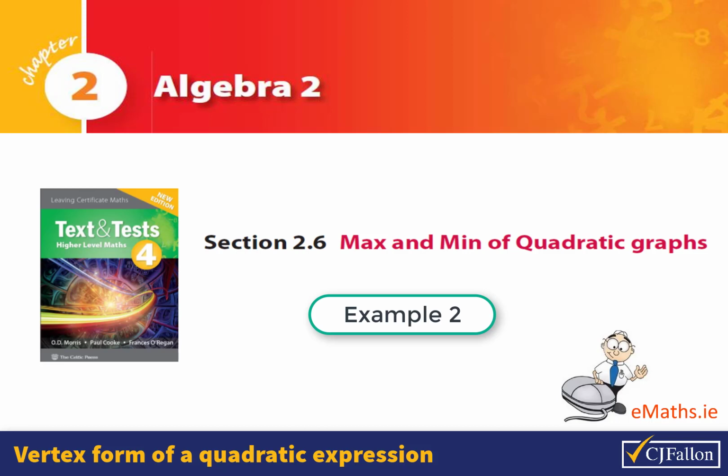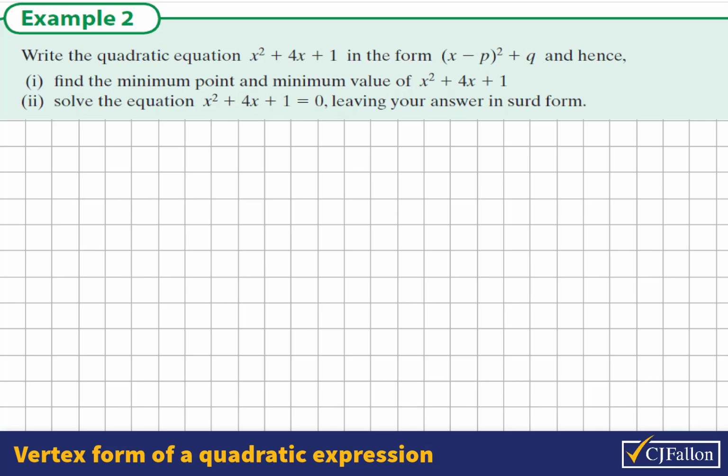The vertex form or complete square form of a quadratic expression. Write the quadratic expression x squared plus 4x plus 1 into the form (x minus p) squared plus q. We'd recognize this as a vertex or complete square form. I'm going to use the array model to help me do this.